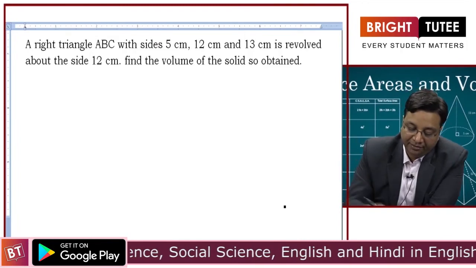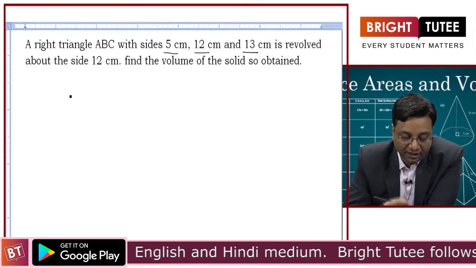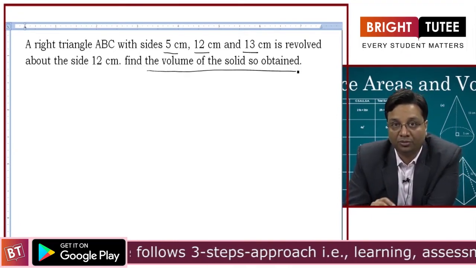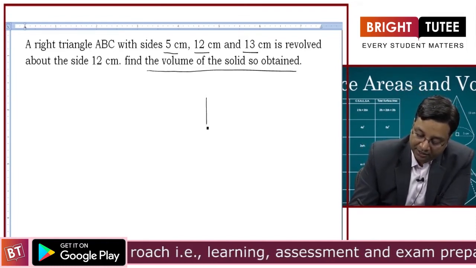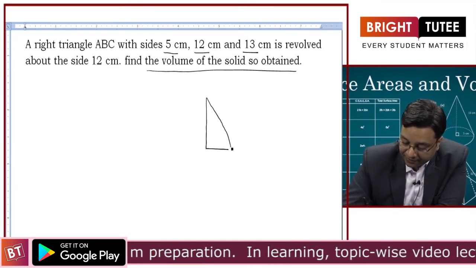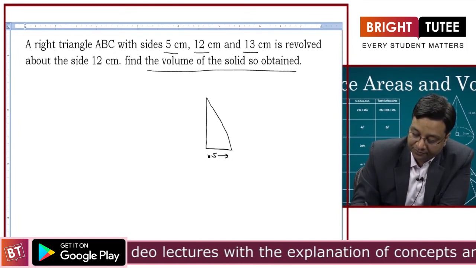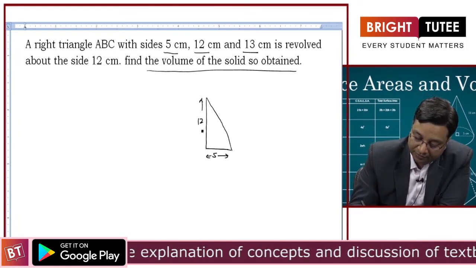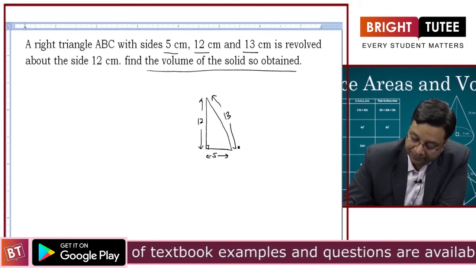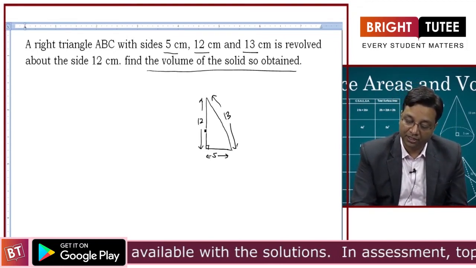A right triangle ABC with sides 5, 12 and 13 centimeter is revolved around the side 12 centimeter. Find the volume of the solid so obtained. So let us see, if we rotate a triangle like this, which solid shape do we get? If this is 5, this is 12 and this is the right angle, so this side will be 13, right. Now I am revolving this about this side, right.